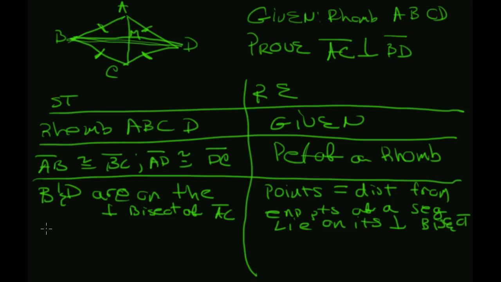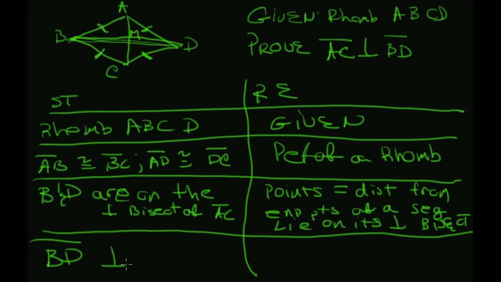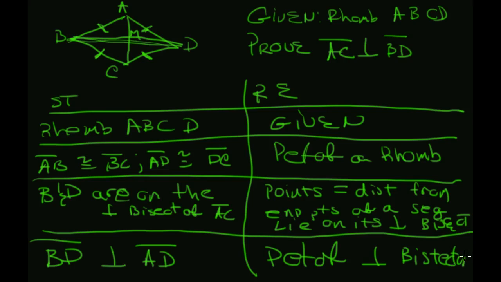This was something that we proved last time around, the converse of the perpendicular bisector theorem. Well, if these points are on the perpendicular bisector, that means BD is the perpendicular bisector, which means BD must be perpendicular to AC. That's by the definition of a perpendicular bisector: if it's going to be a perpendicular bisector, it has to be perpendicular. All right, so that proves that the two diagonals of a rhombus are perpendicular.